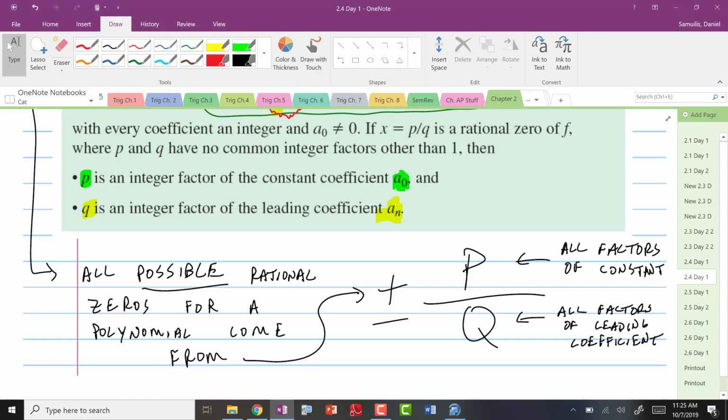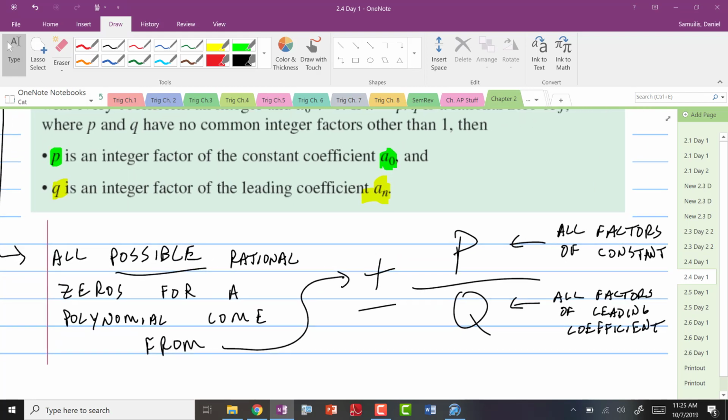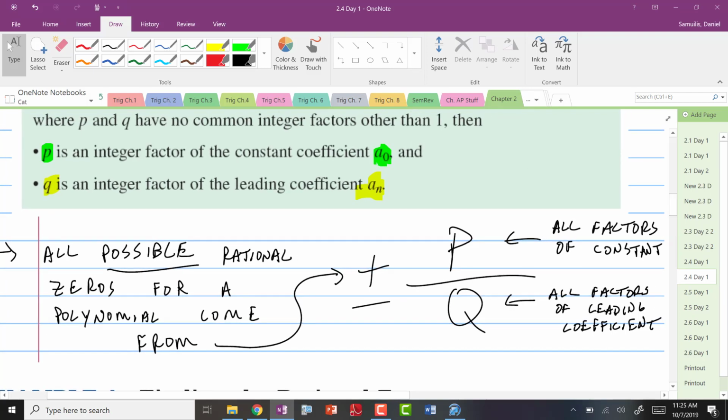P is an integer factor of the constant. So that's what I wrote over there with my plus minus P over Q in my writing. All factors of the constant is what P represents, divided by all factors of the leading coefficient. Highlighted in yellow up here, what the book wrote, Q is an integer factor of the leading coefficient a sub n. This is the only possible rational zeros for any polynomial.